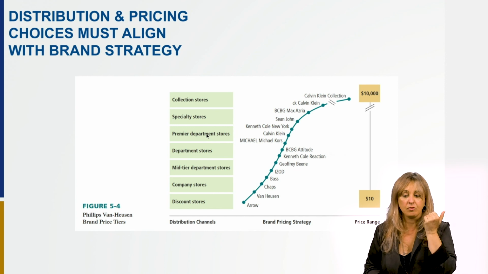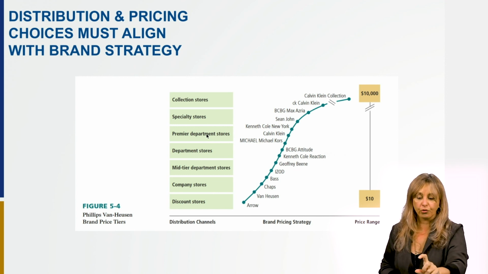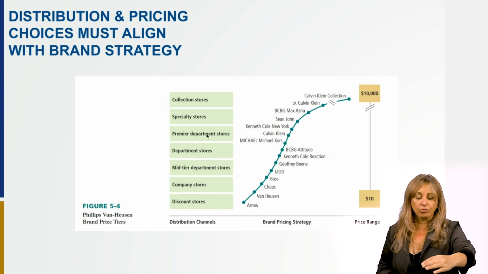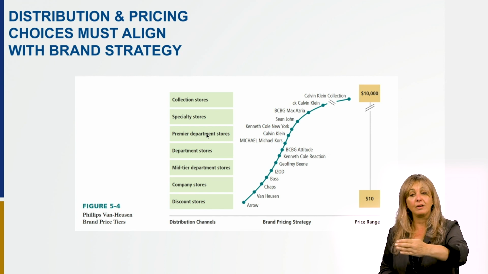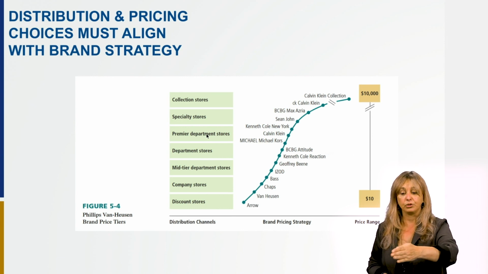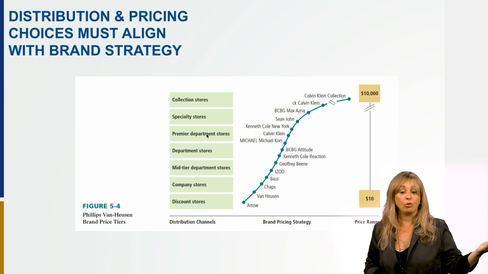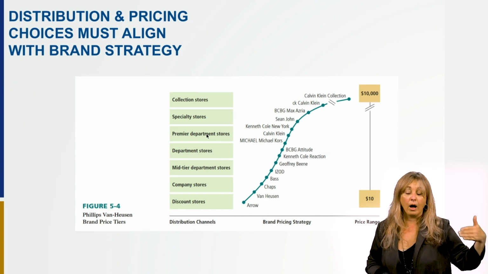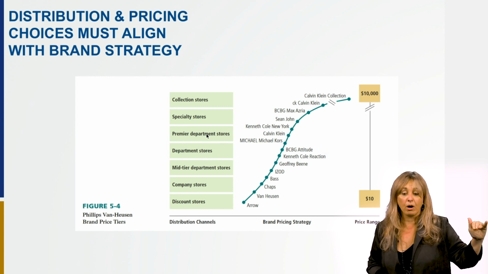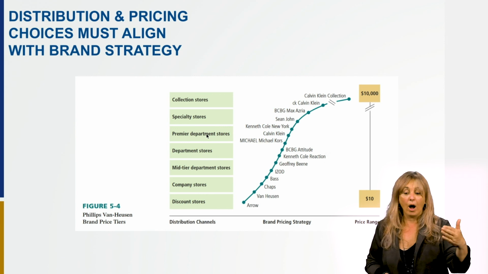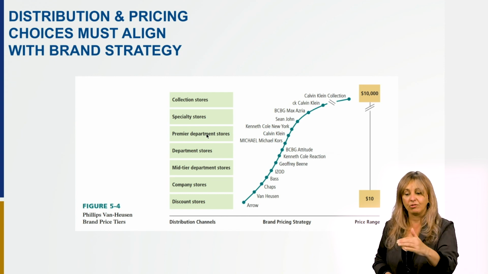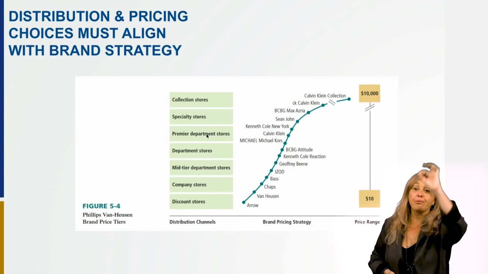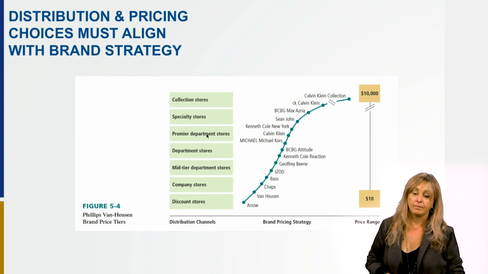Okay? And this is in your textbook. It actually shows how the types of distribution channels are chosen by different brands depending on their profile and their positioning. So Calvin Klein Collection is sold at their own stores, while Calvin Klein, simple Calvin Klein, is sold at premier department stores, while another brand of the company, Arrow, is going to discount stores. And you can see how the price range varies. And it's all related to how you want to position your brand, okay? As a premium brand or as a discount brand, okay?